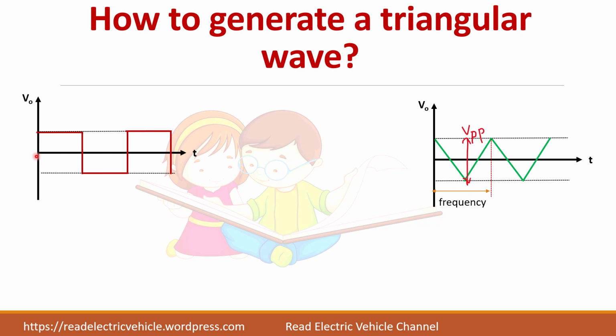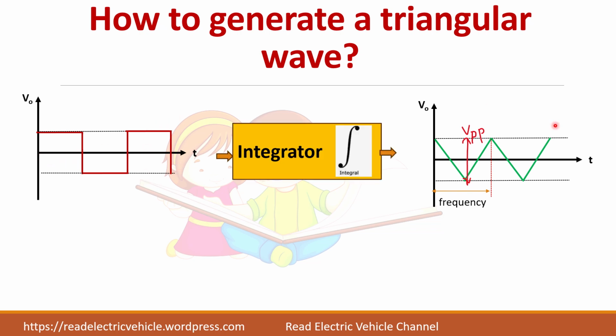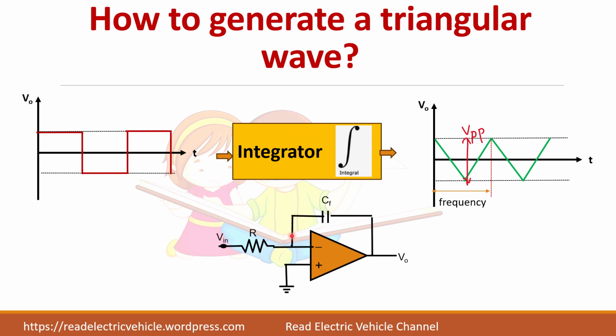So if I have a square waveform like this, if I integrate this one, I can get a triangular waveform. So integration of a square waveform will give you a triangular waveform. So how to design this integrator?